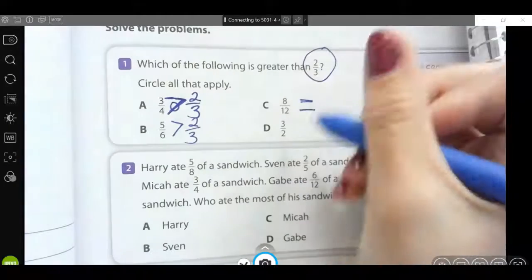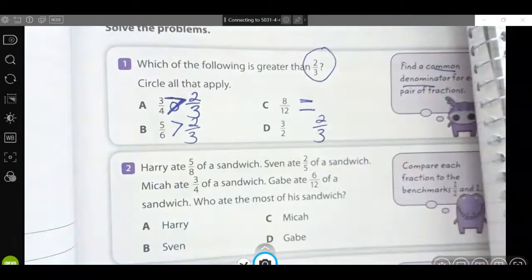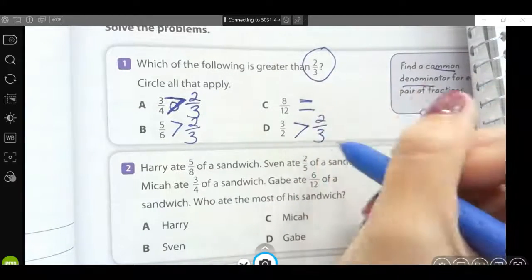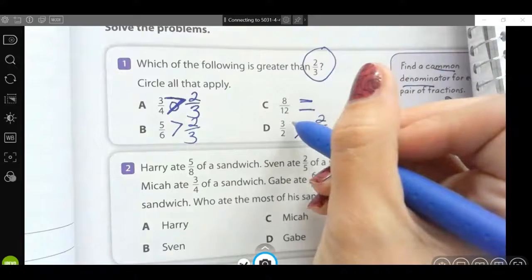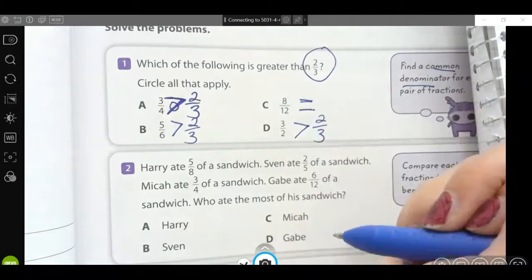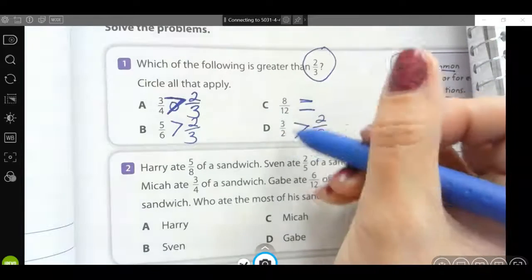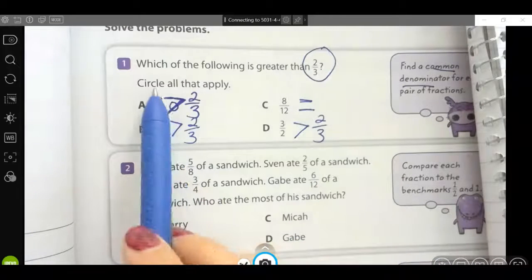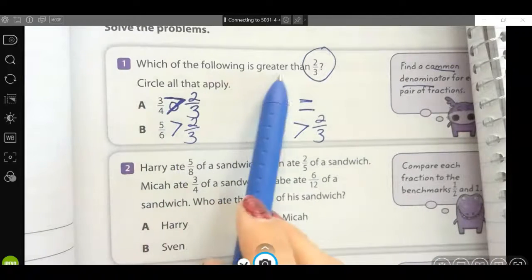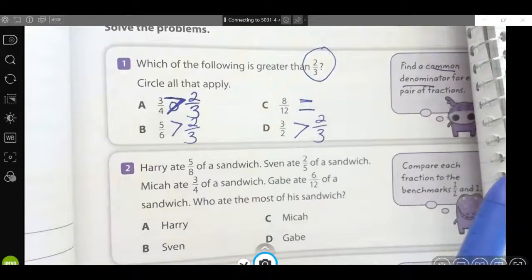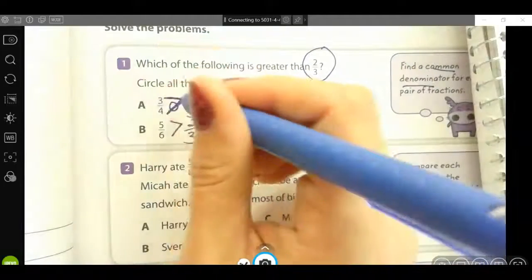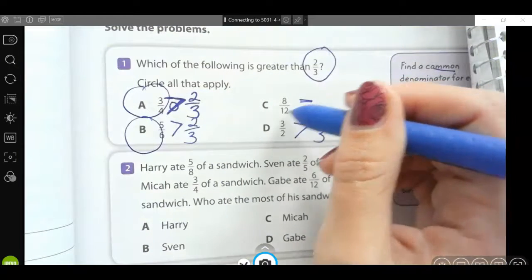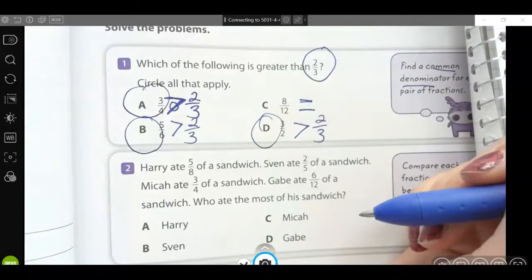So if I'm comparing this fraction to 2/3, which one's going to be greater? 3/2, because we don't need to find a common denominator. We already know that 3/2 is greater than 2/3 because this is greater than 1/2. Okay, so let's go back to answer what this question is asking us. Which of the following is greater than 2/3? Circle all that apply. A is greater, B is greater, C? No, and D. Good.